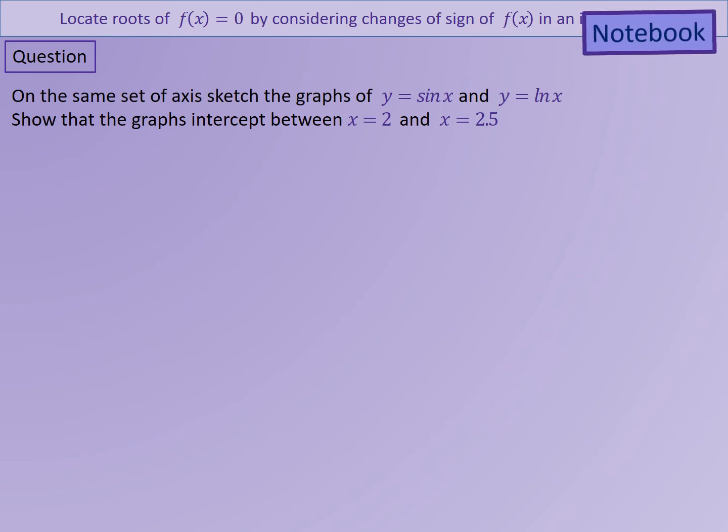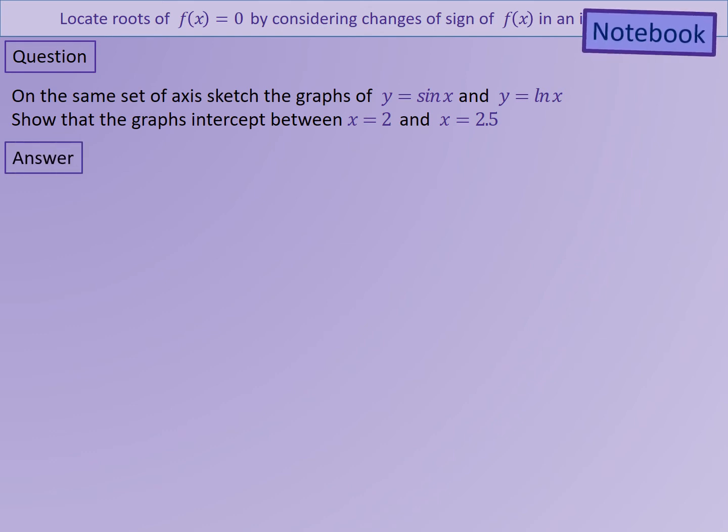Okay, so on the same set of axes, I want you to sketch the graphs of y equals sin x and y equals ln x and show that the graphs intercept between 2 and 2.5. So you can show it on the sketch, but then we also want to show it numerically as well. So again, pause, sketch your own graphs. Don't wait for mine. Hopefully you can sketch both of those functions. You need to be able to sketch both of those functions without your notes. And then you can also think about the problem we're trying to show. So you might want to just leave that bit till we go through it together.